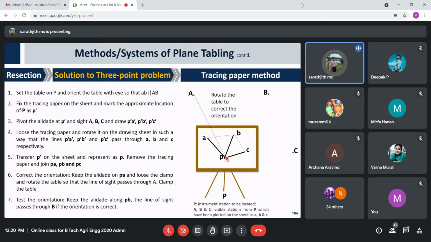And if you want to further verify, you also place your alidade in this particular direction and sight the other station B. So definitely this p and B will fall on that line of sight if your orientation is correct. This is clear to you? Yes, sir. Almost.